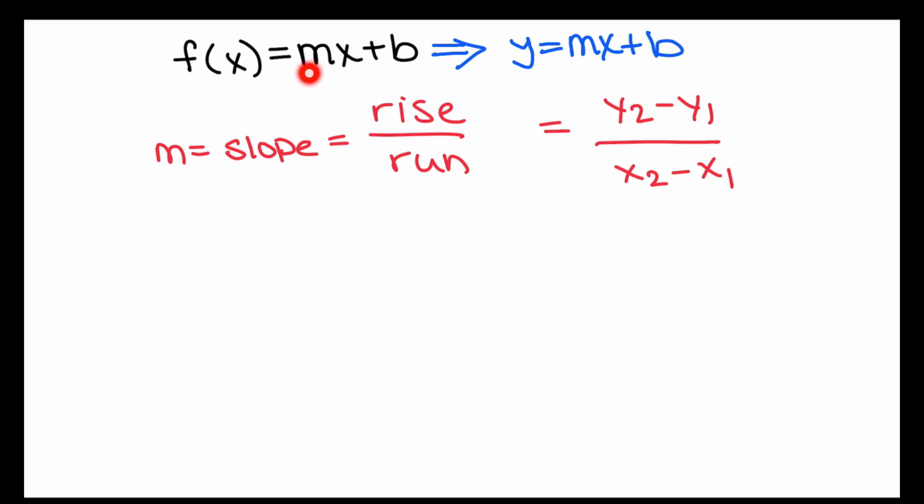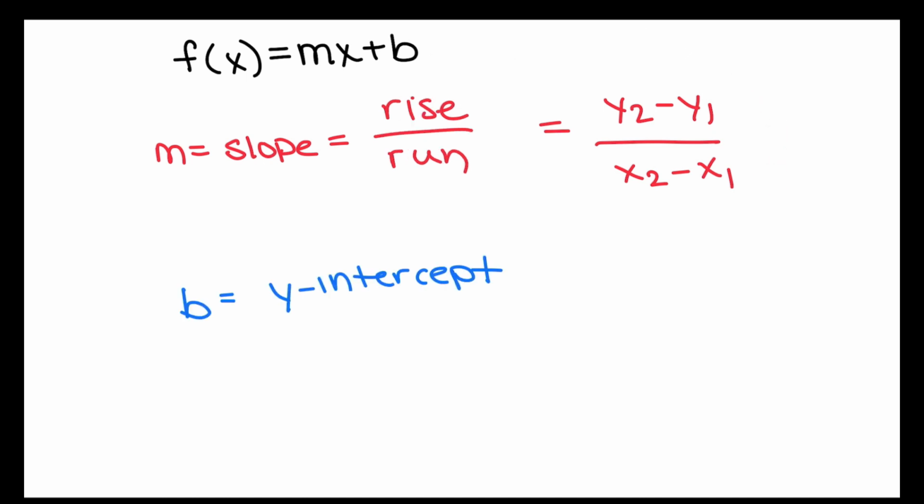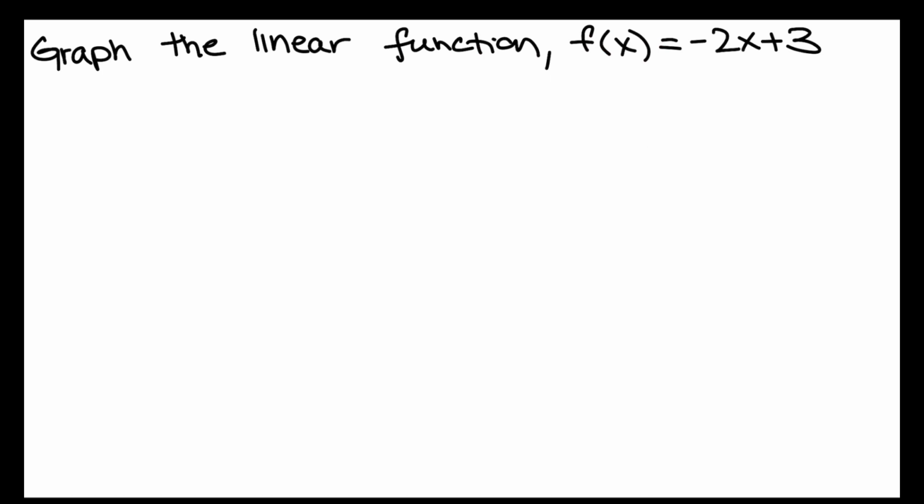In a linear function, the m, the number in front of the x, is the slope. Slope is a rate of change, and you compute it by taking the rise over run, or change in y over change in x. The b is the y-intercept of that line. It's the place where x equals 0. So let's run through some examples.